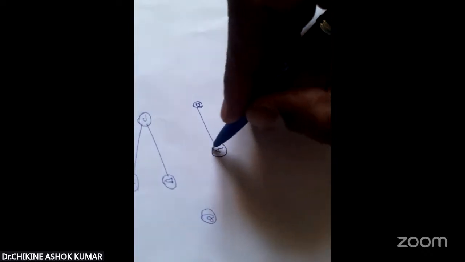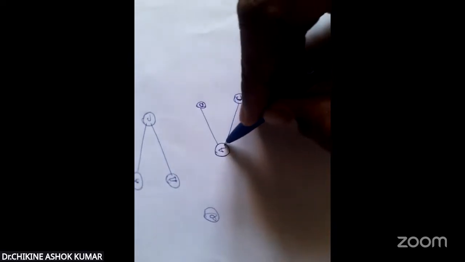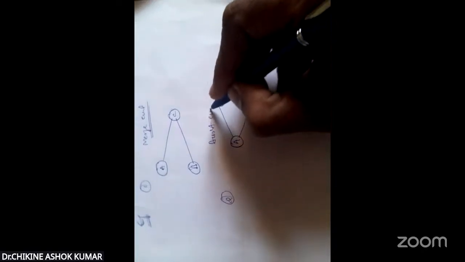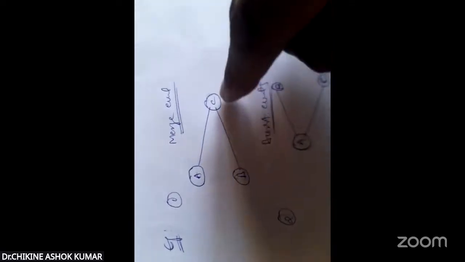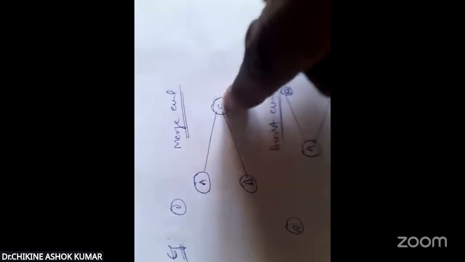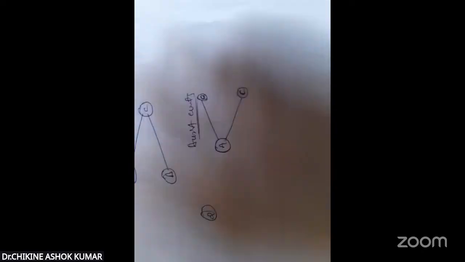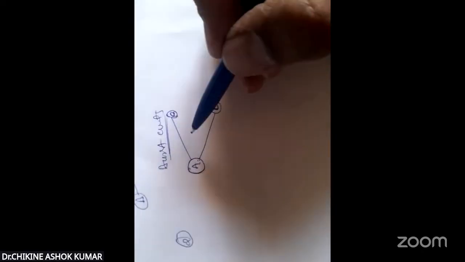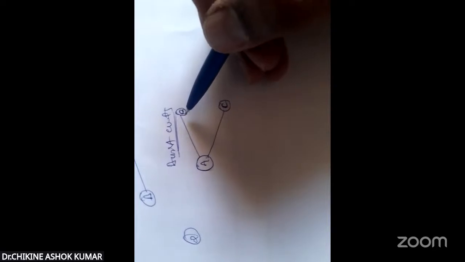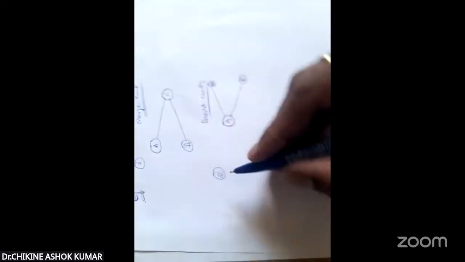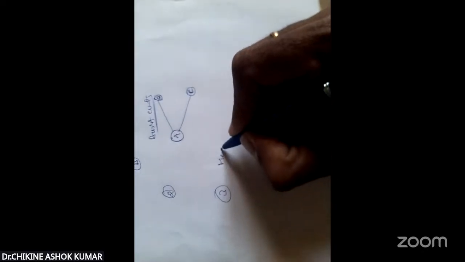So that's why I'm calling A a burst event. Here two different events are clubbing at C or merging at C, so we are calling C the merge event. And from A, two different events are spreading, so that's why I'm calling them burst events. B and C are the two different burst events. And if you club these two, we'll get merge and burst events.